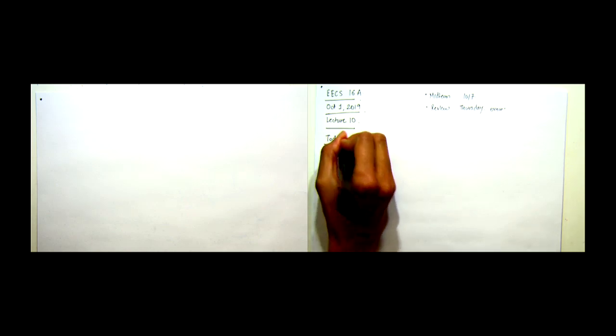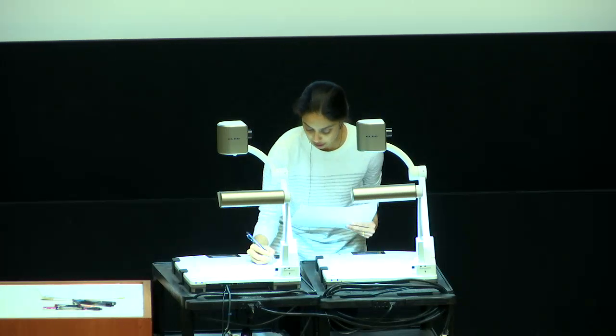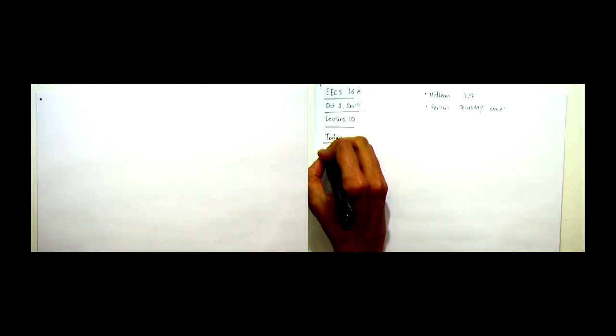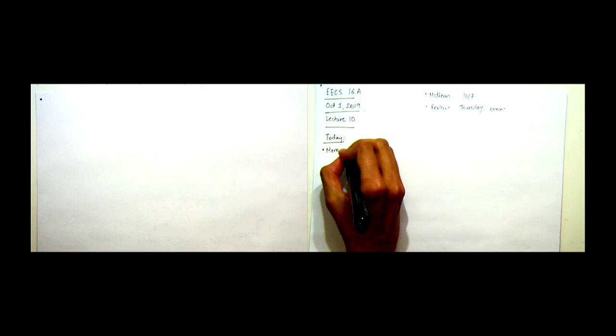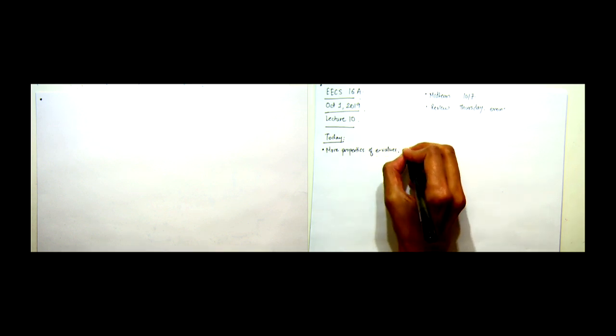Okay, so then let's start out with what we're going to be doing today. We're going to be picking up from last lecture where we talked about eigenvalues and eigenvectors, and we will talk about more properties of eigenvalues and eigenvectors. I'm just going to write them as E-values and E-vectors to be quick. And we will talk in particular about how these are useful for understanding systems.